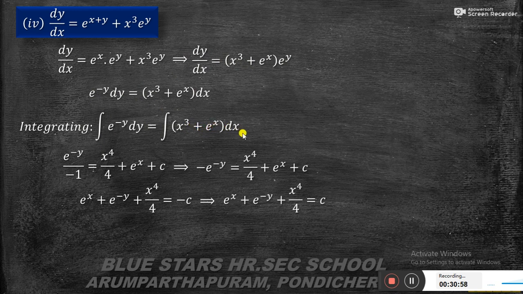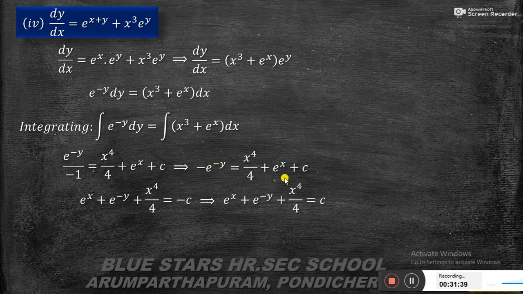Now we take the integrations. The integral of e^(-y) is e^(-y) divided by the coefficient of y, which is minus 1, equal to the integral of x^3, which is x^4 by 4, plus the integral of e^x, which is e^x, since the coefficient of x is 1, plus the constant c. So minus e^(-y) = x^4/4 + e^x + c.